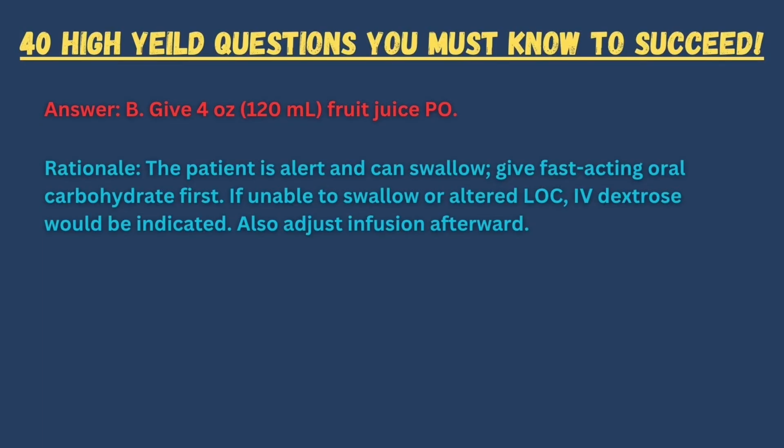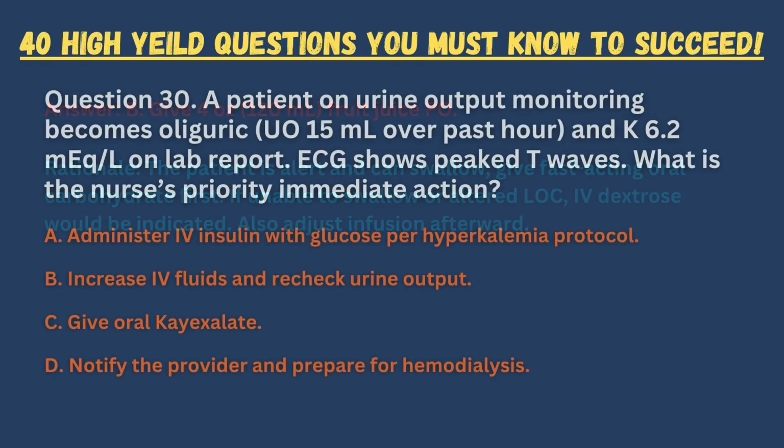Rationale. The patient is alert and can swallow. Give fast-acting oral carbohydrate first. If unable to swallow or altered LOC, IV dextrose would be indicated. Also adjust infusion afterward.